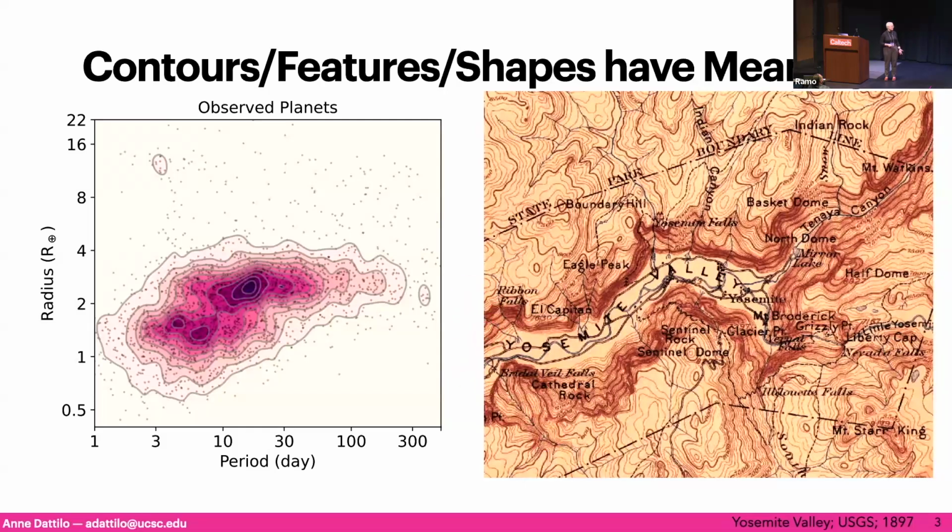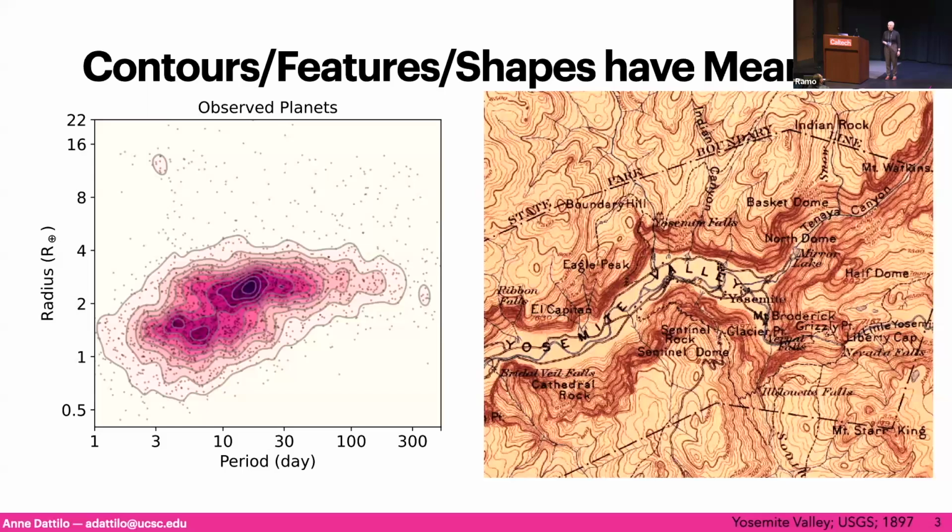And geologists know this several different ways, but one of them is through the specific shape of the valley. Yosemite Valley has a characteristic U shape, which only comes from glaciation, this glacial erosion, whereas river-eroded valleys tend to be in a V shape. And so the better we understand the shape of the valley, these contours, the better we understand its formation history. And I want to do exactly the same thing with our planet population.